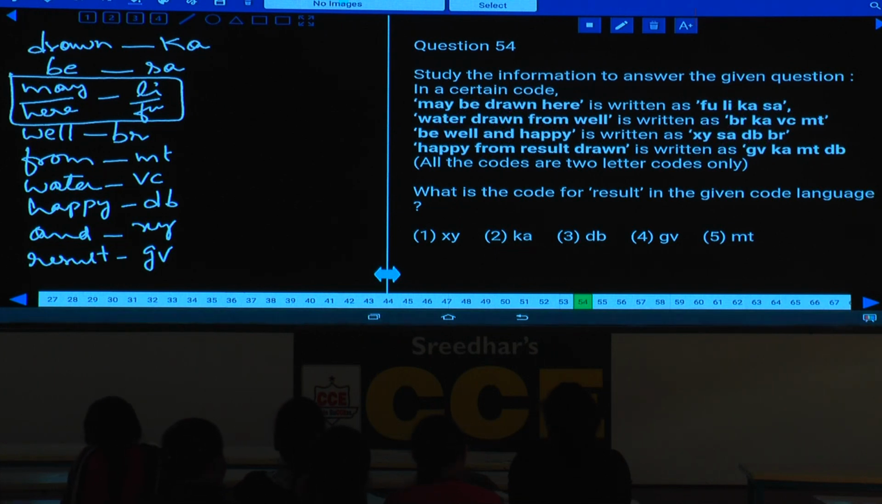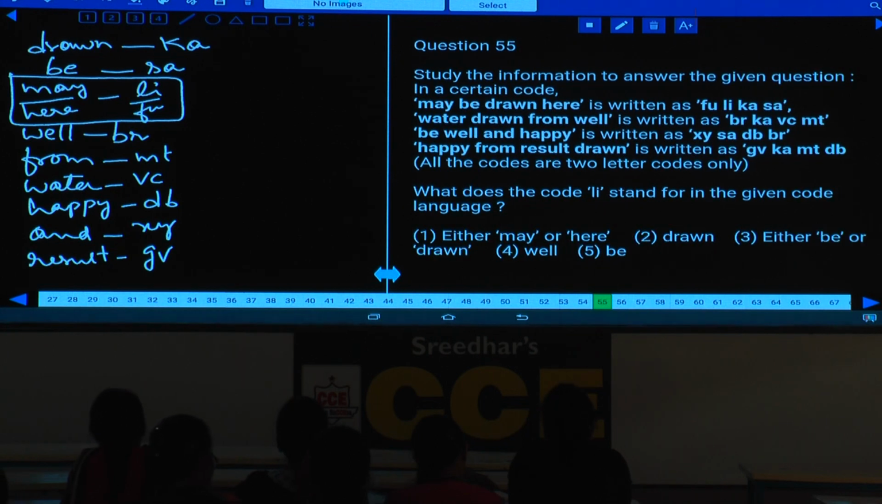Then question number 54. What is the code for the word result? Tell me what is the code to the word result here? GB. GB, that is given in choice 4. Then question number 55. What does the code LA stand for? LA stands for either "may" or "here". Either may or here, choice 1.